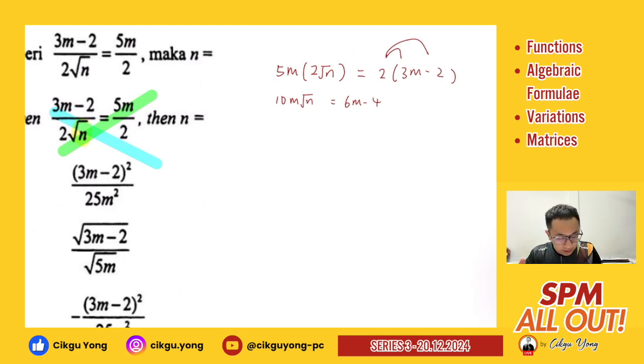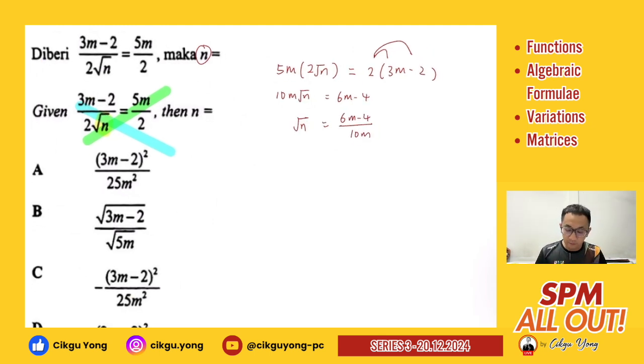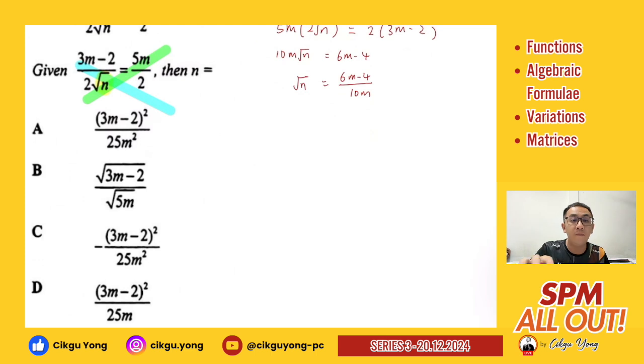In this case, you will do your basic shifting. You need to get your n value, so you can slowly do it. Probably you can put in your square root n first, so that everything will be over 10m. Then from here, you can compare whatever you have gotten at this moment with the answers that you are seeing.